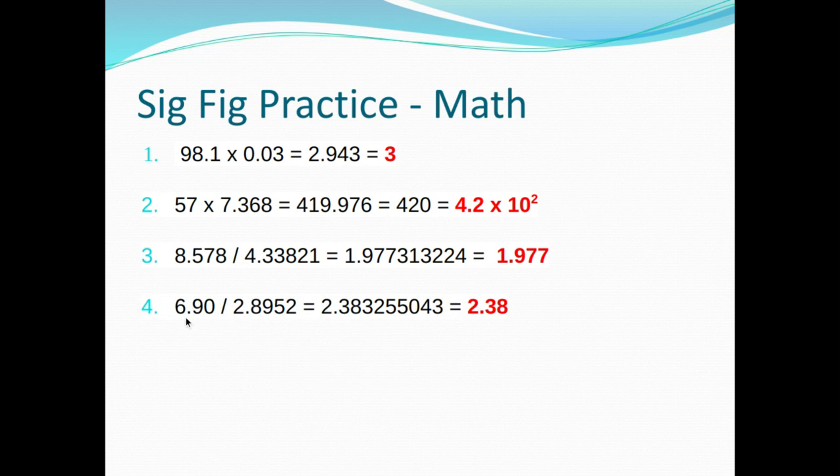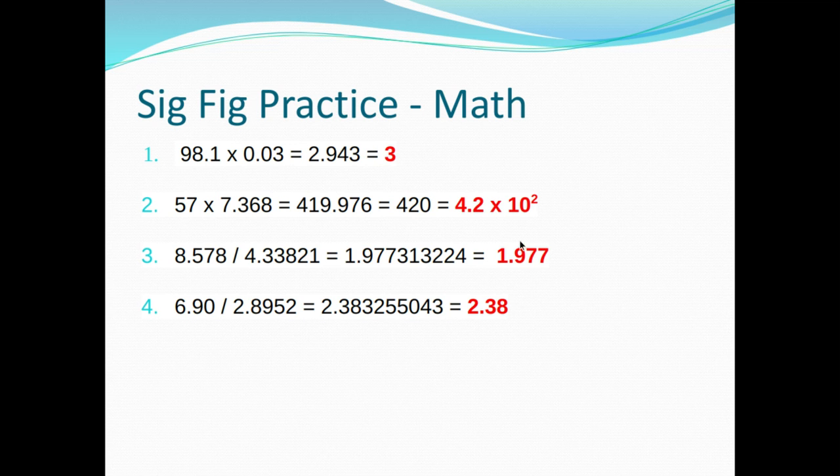Number 4, another division problem. So count my sig figs. If I put this in the calculator, it's going to give me this big number. What am I going to round to? Well, let's look back. How many sig figs are here? 6.90. That's 3 sig figs because the non-zeros count. This 0 counts because it's a trailing 0 with a decimal. All of these numbers count. So I have 5 sig figs here. 3 sig figs, 5 sig figs. Which one's the least? 3.